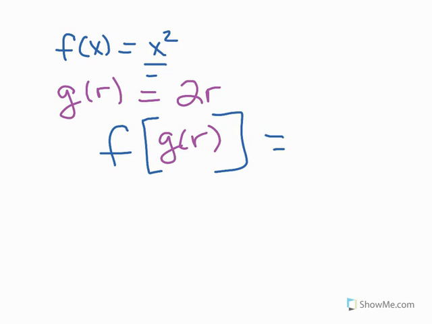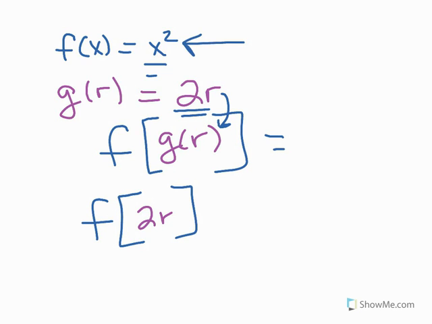Really, all we have to do is plug in that g of r. We know what g of r is. So this is the same thing as asking, what's f of 2r? We replace the 2r with the g of r, right? F of 2r. And now we do the same thing to the 2r that we did over here to the x, right?